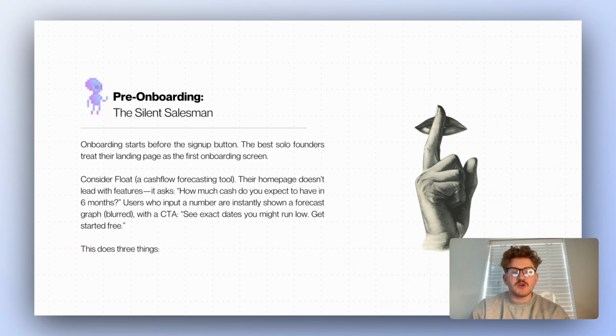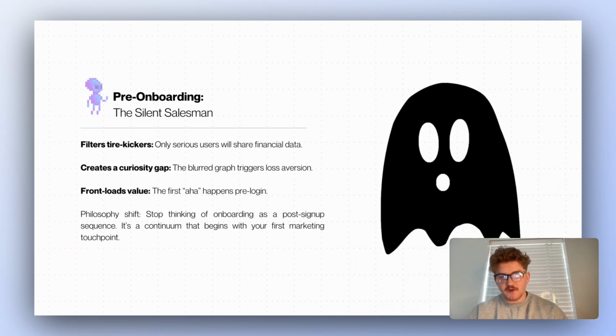Users who input a number are then shown a forecast, which isn't difficult. It's just a bit of code on the website, and it shows you exact dates that you might be running low on. And then it says get started for free. So this does 3 things, right? It filters tire kickers, because only serious users will share their financial data or their earnings data or whatever. It creates a curiosity gap.